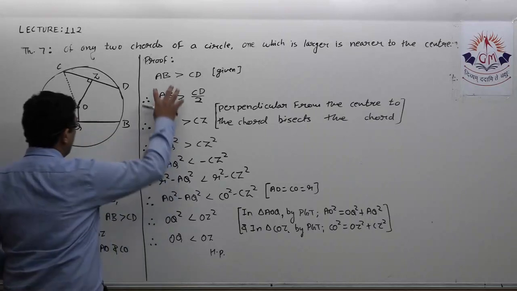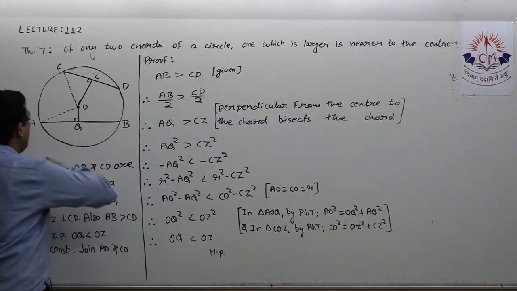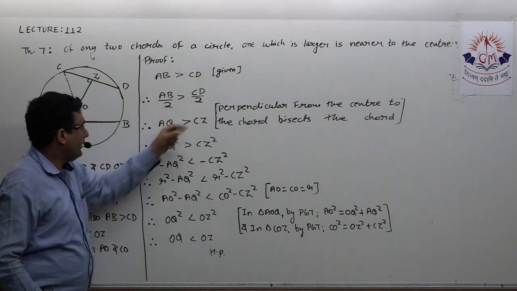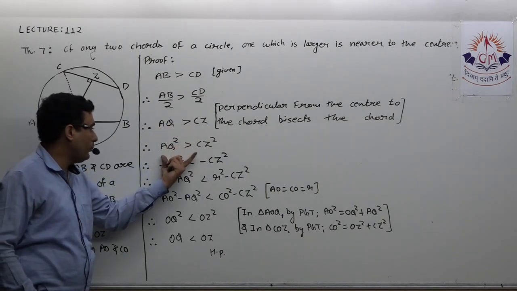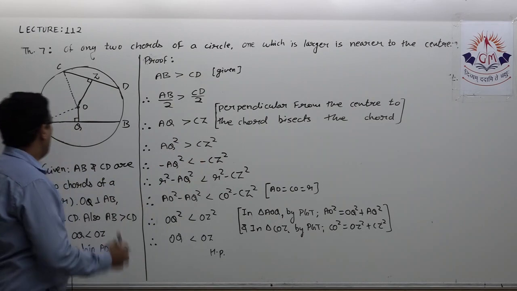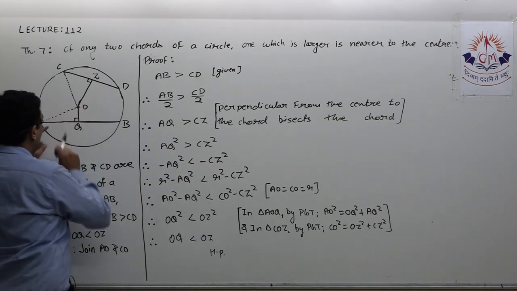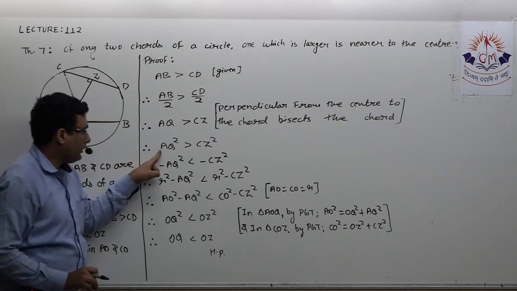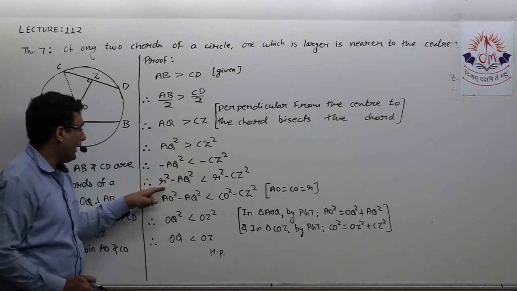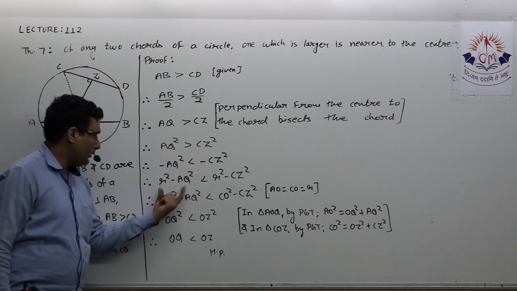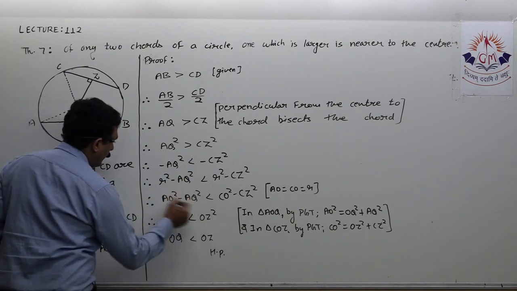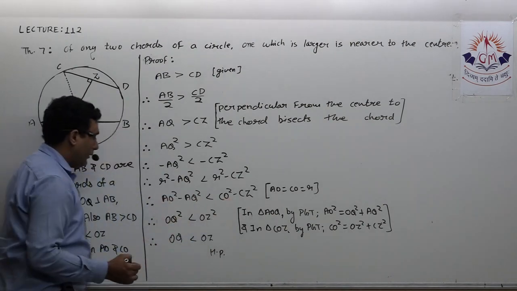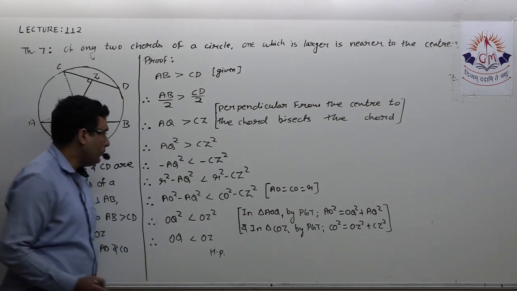So what I did, I started with AB is greater than CD. Then I tried to get the segments of triangle AOQ. So AB by 2, CD by 2 gives me AQ and CZ. Squaring both sides, I got AQ square, CZ square. Now, as I want to apply the Pythagoras theorem to get the relation between OZ and these two sides, I wrote minus AQ square, minus CZ square. Now, adding radius square on both sides, I got this. Here AO square minus AQ square, with the help of the Pythagoras theorem, is equal to OQ square and this is equal to OZ square. Now, taking square root, I got OQ less than OZ.